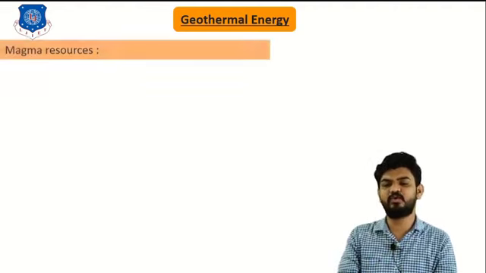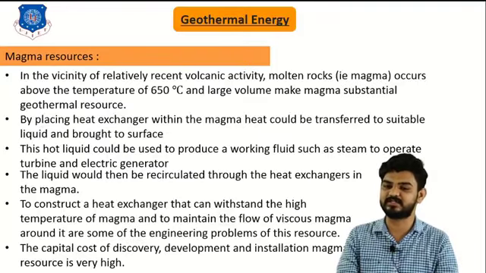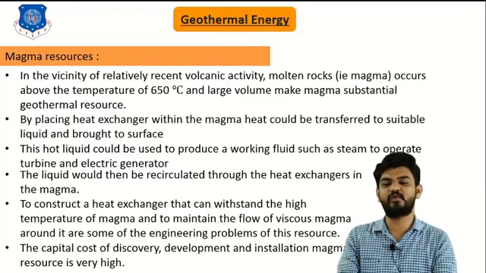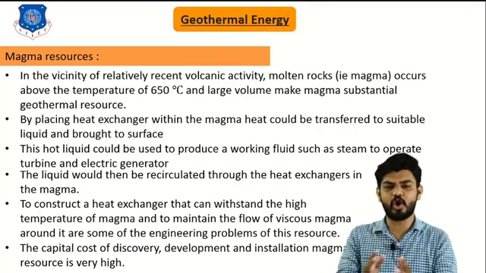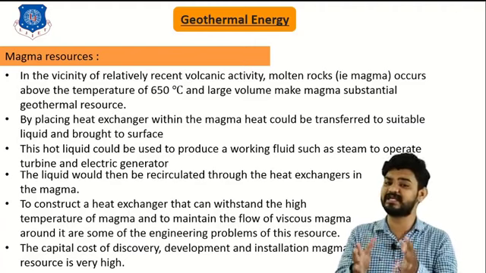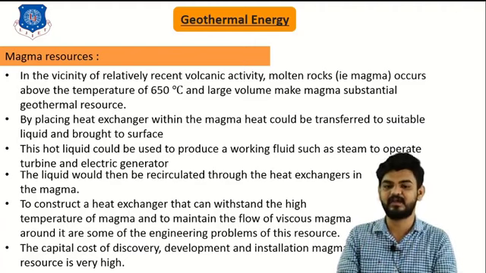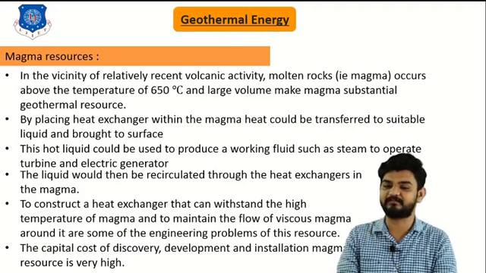Now let's move to the next geothermal resource, and that is magma resources. In the vicinity of relatively recent volcanic activity, the molten rock, that is what magma is, occurs at temperatures above 650 degrees Celsius. The large volume of this magma makes it a sustainable source of geothermal energy.